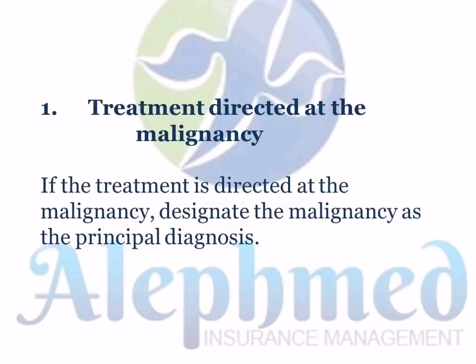First one is treatment directed at malignancy. For example, if a patient came to the hospital with an ovarian cancer, and the doctor is directly going to do treatment for the ovarian cancer, so we have to designate ovarian cancer as the principal diagnosis. So in this particular case, ovarian cancer or the ovarian malignancy will be the principal diagnosis. We should always note that if we are going to treat directly the primary malignancy, it should be the principal diagnosis.